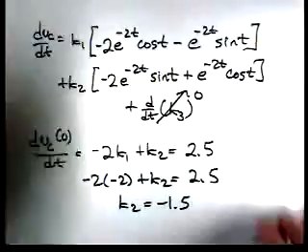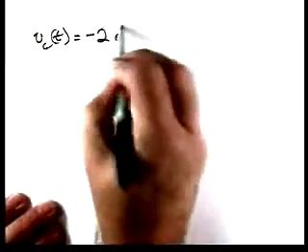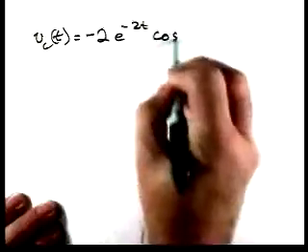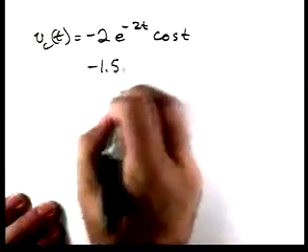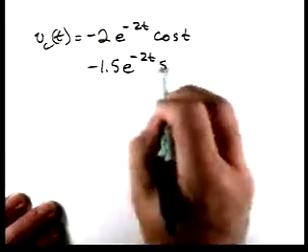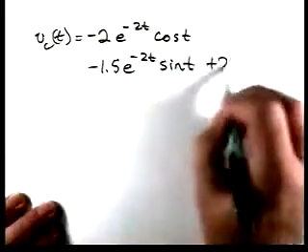And this gives us our solution, which is V sub C of t equals minus 2 e to the minus 2t cosine t minus 1.5 e to the minus 2t sine t plus 24 volts.